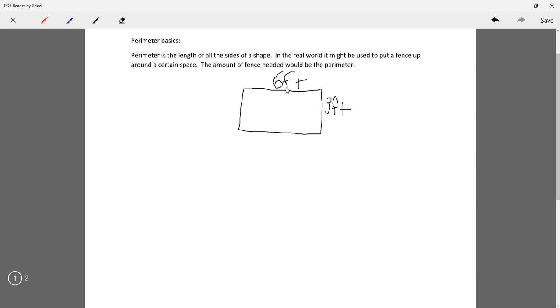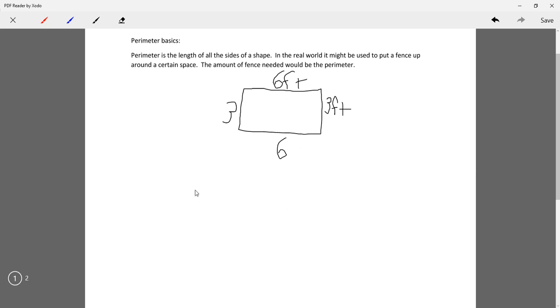Alright, so the perimeter here would be 6 plus 6, right? So you have to add up all of the sides. So if they only give you 2, you can't forget about these 2 as well. But it would just be adding up everything. So 6 plus 3 is 9, and then 6 plus 3 is 9. So the perimeter of this would be 18, because all 4 of these numbers add up to 18.